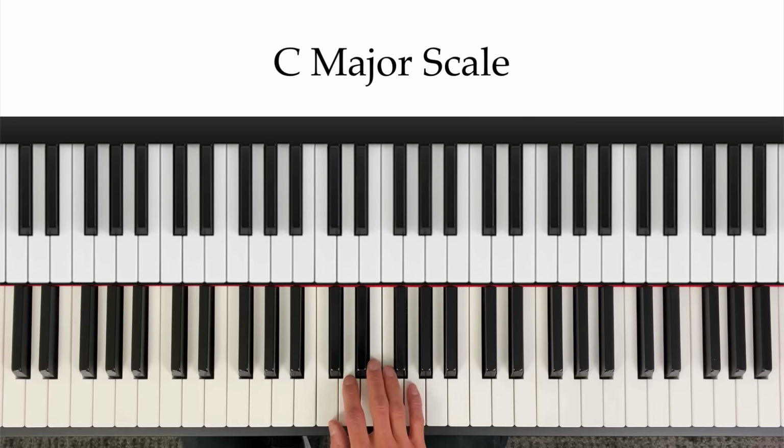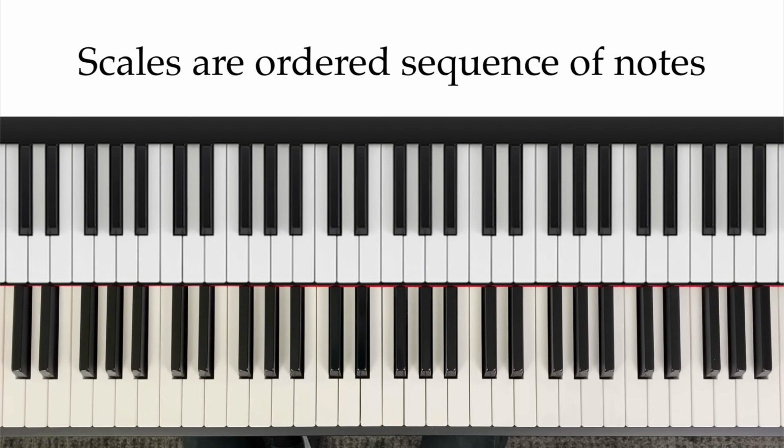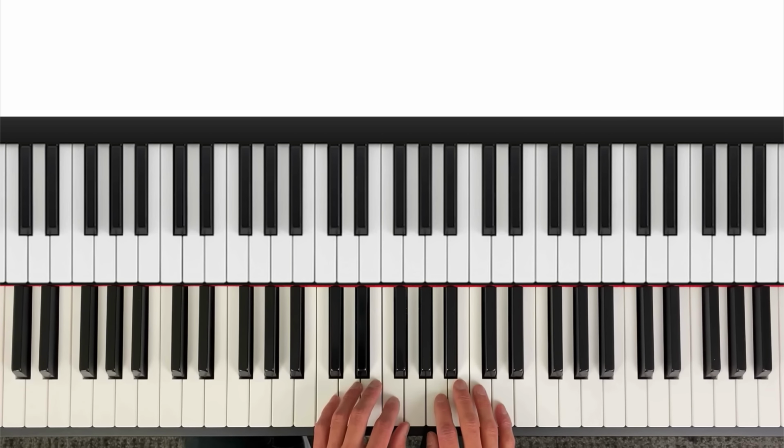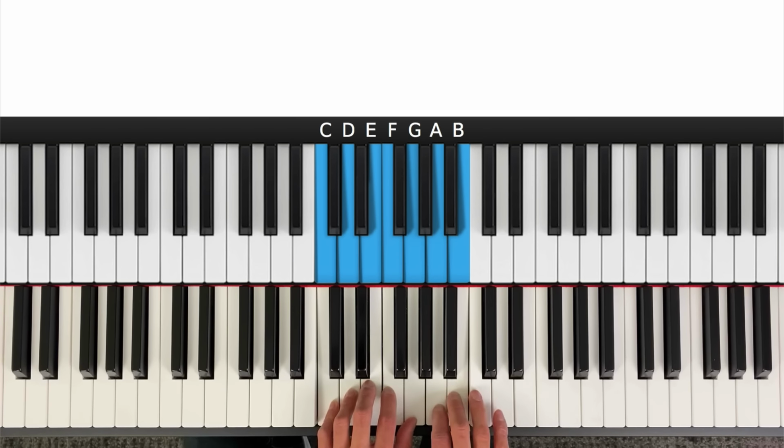Here's the C major scale. A scale is an ordered sequence of notes. Notice that the C major scale is just all 7 letters, C, D, E, F, G, A, B, and then you're back at C. So it's just all 7 letters with that first note repeated.